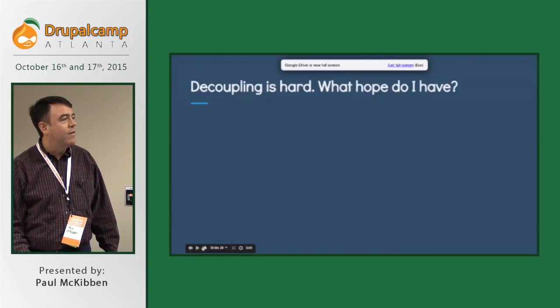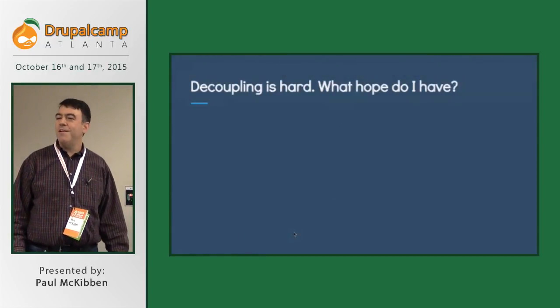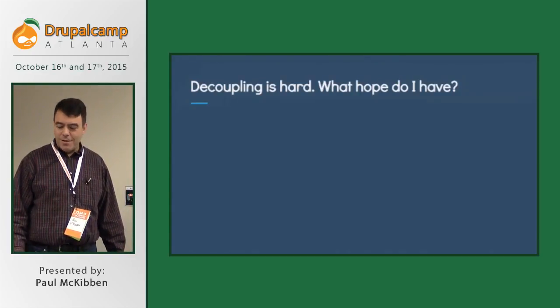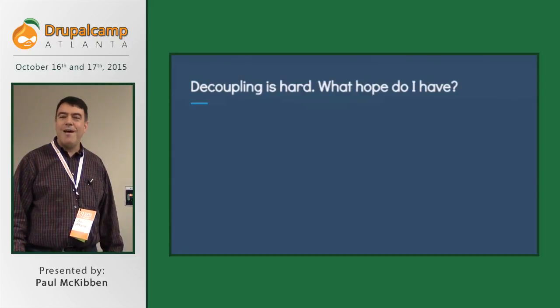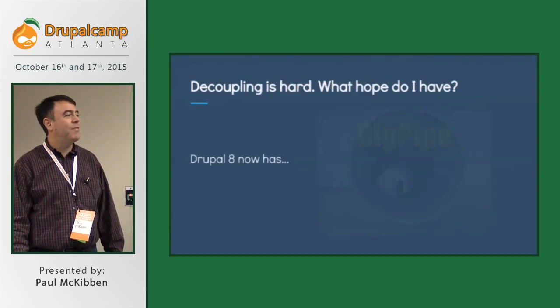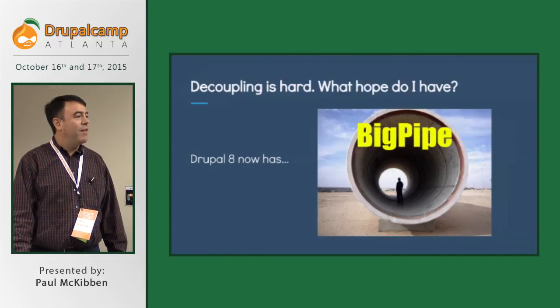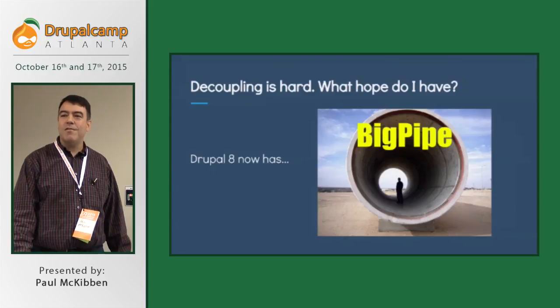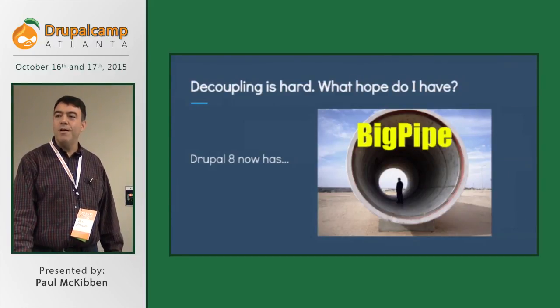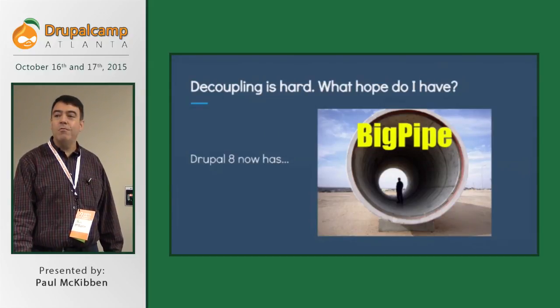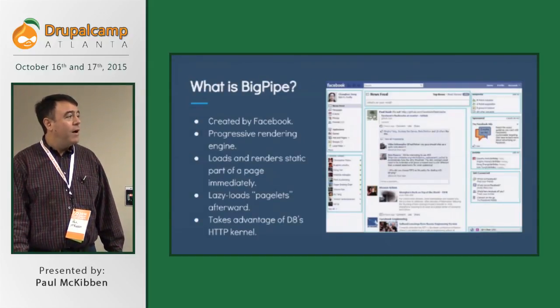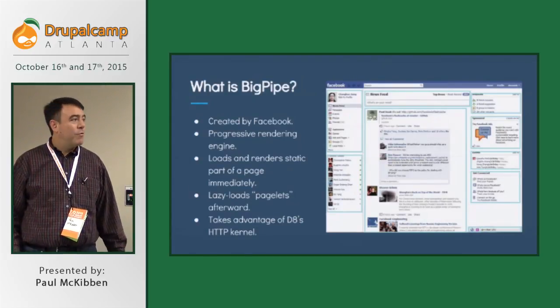All right. So, yes, we see decoupling's hard. I think some of us are up to it. Others, it may not be worth the effort. So, what hope do you have? Josh already went into this a little bit at the keynote just now, but I'll say a little bit more about it. There's BigPipe, which has been integrated into Drupal 8. I think there's still a lot of work to be done there, but at least there's some initial work that has been done. But as Josh was saying, BigPipe is something that was created by Facebook to do progressive rendering.